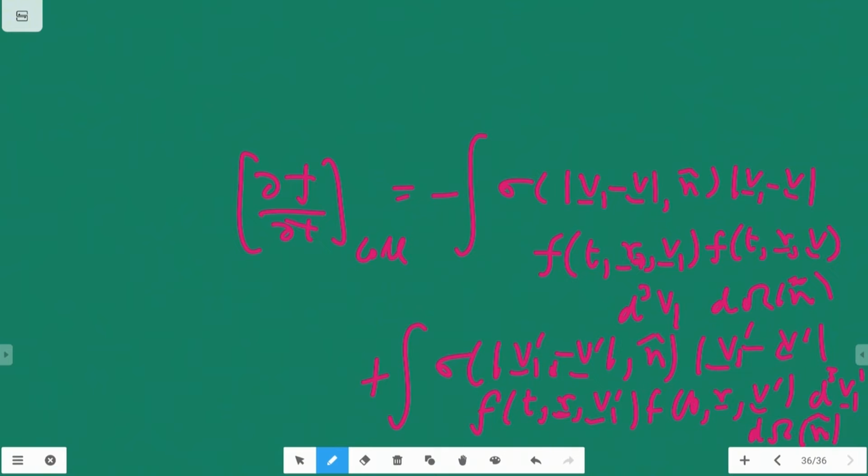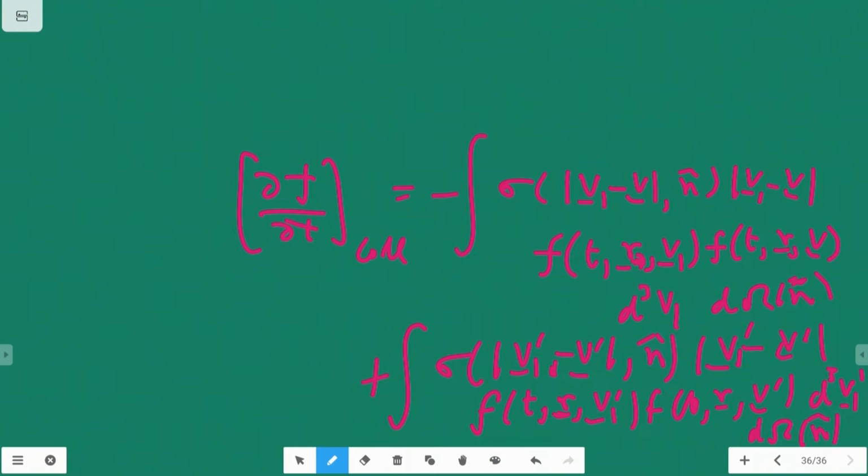So, here you have a negative sign because particles get scattered and move out of the phase volume r, v. Whereas, here you have an increase in the number of particles in phase volume r, v because after particles get scattered out of the phase volume r prime, v prime, they come into the phase volume r and v.